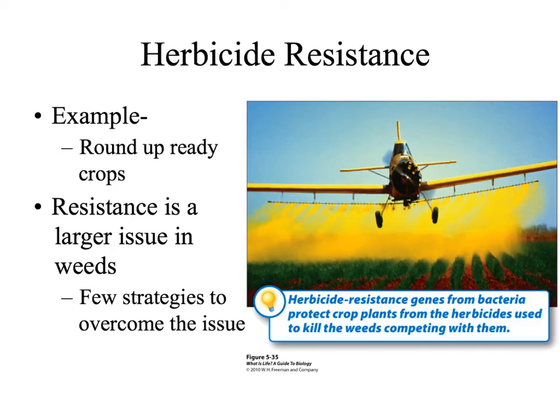Herbicide resistance is another example of a GMO modification that we are seeing very commonly in agriculture. One example is Roundup Ready crops. These crops have a gene that makes them resistant to the herbicide Roundup. Roundup kills weeds and many plants in general.